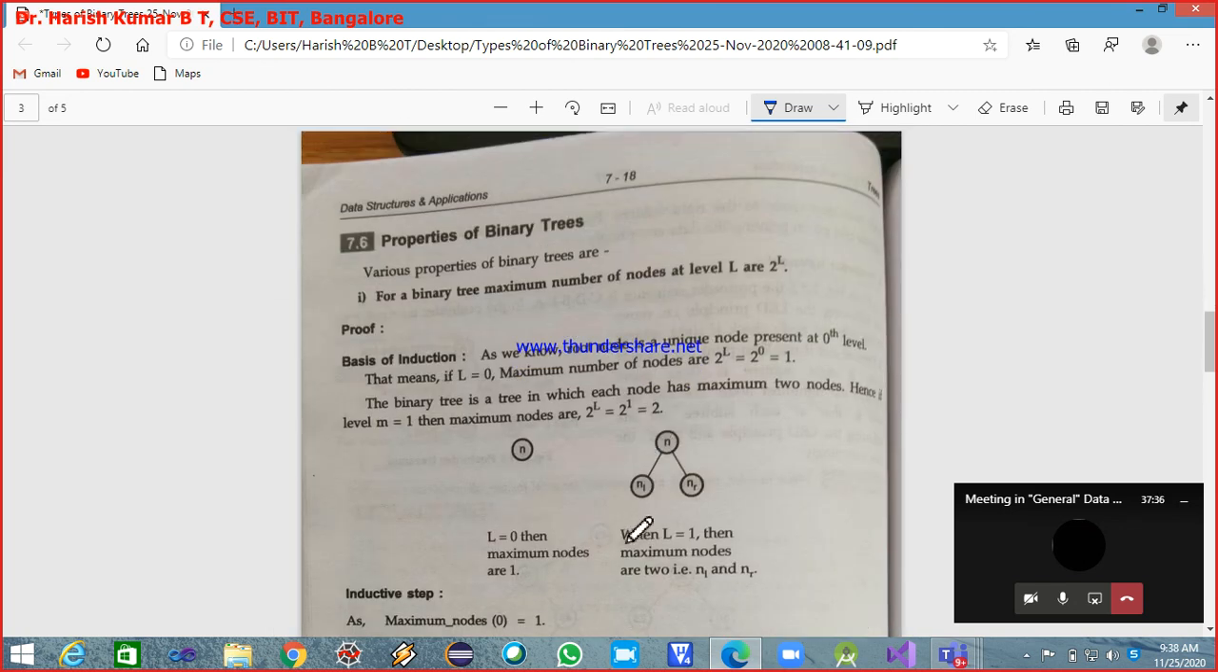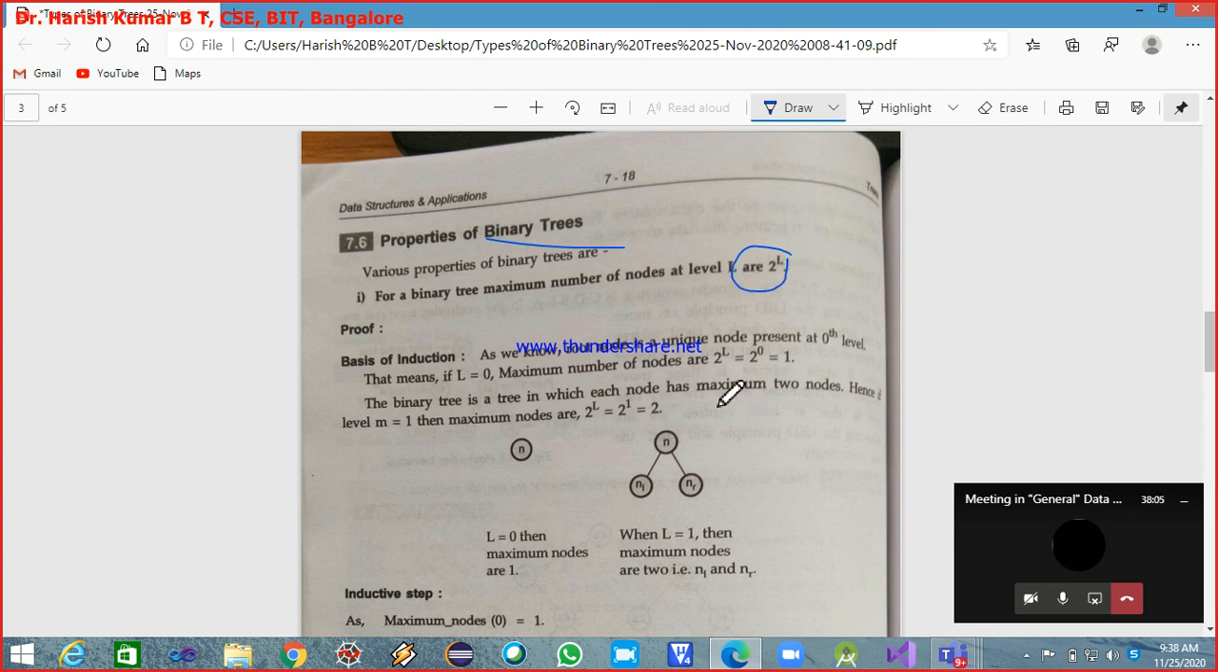Next, properties of binary trees. You know the different types of binary trees, you know how to construct a binary tree, and you know how to traverse it. Now, properties of binary trees. What is the first property? In a binary tree, the maximum number of nodes at level L is 2 raised to L.